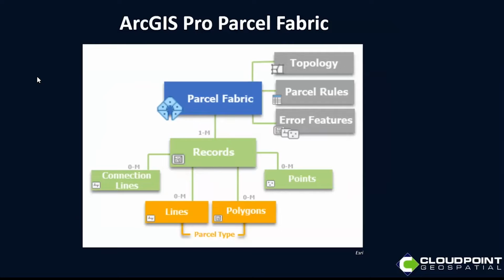It's a quick review of the Pro Parcel Fabric diagram. So the records are at the center of the data model. There are parcel types associated with the records, which consist of a line feature class and a polygon feature class. There's also points and connection line feature classes associated with the records. And then in the Parcel Fabric controlling data set, there is a topology along with parcel rules and error features.